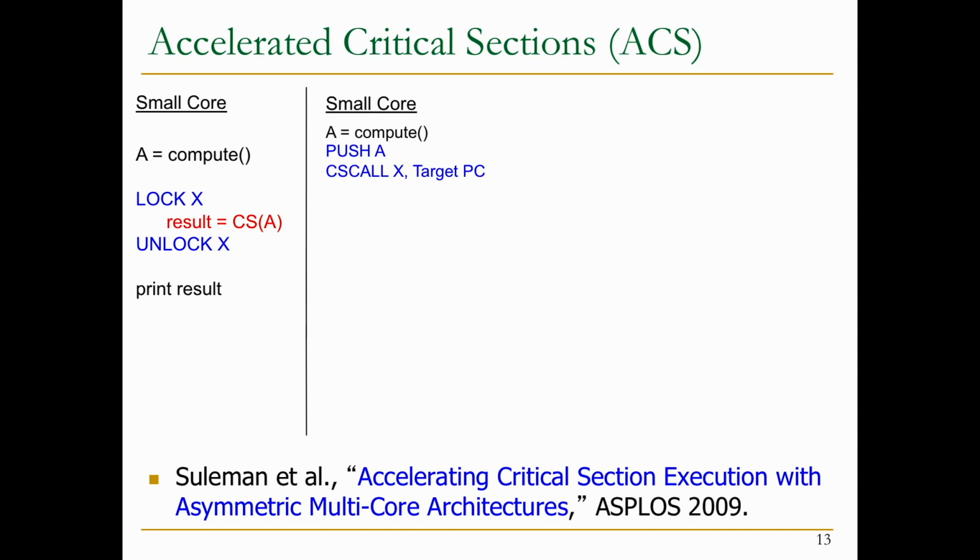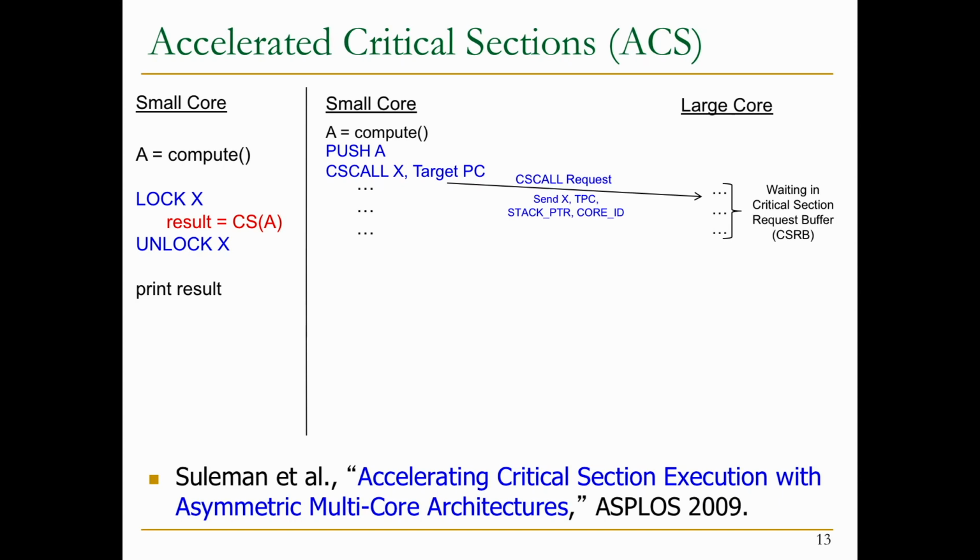Now it pushes that on the stack. So it's going to communicate with the large core through the stack. It pushes the input parameter of the function of the critical section on the stack. And it basically executes a critical section call with the lock X and with the target program counter, which starts from this function, essentially. And that critical section call gets translated into an interconnect request that is sent as a request to the large core.